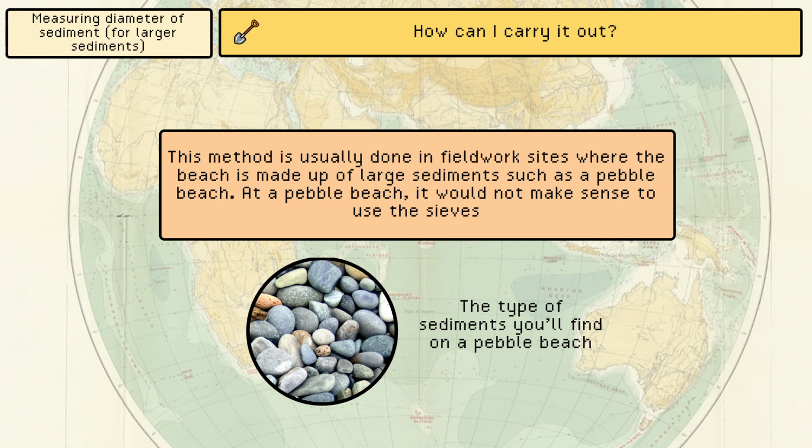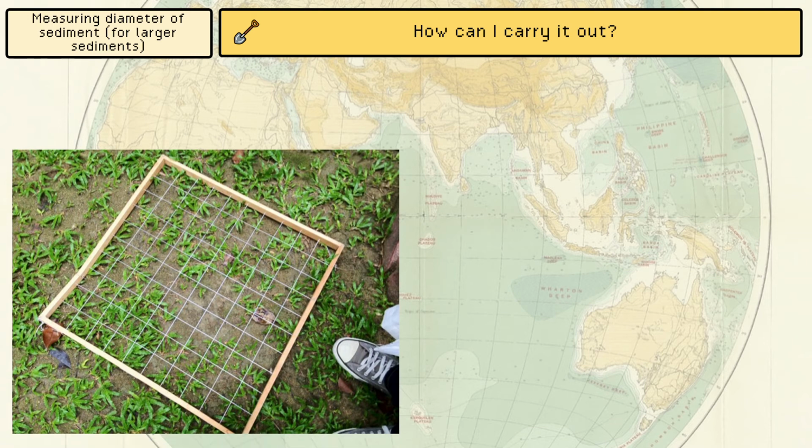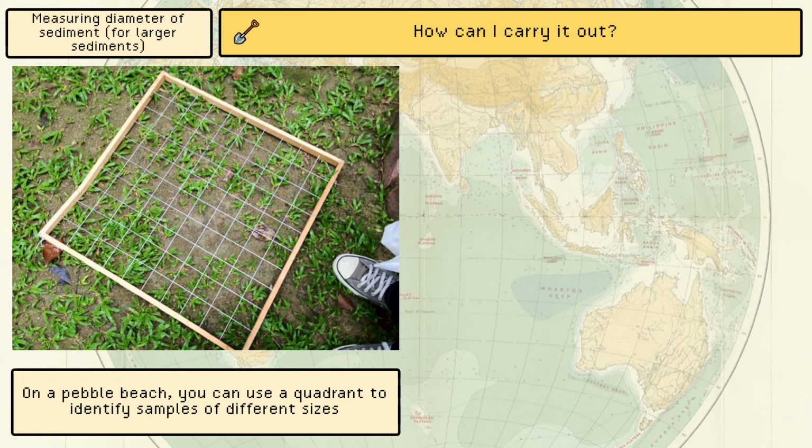So what we do when the sediments on a beach are very, very huge is that we will use this thing here. You use a quadrant to identify samples of different sizes. Usually people choose a sampling method, for example random, stratified, or systematic, on this quadrant to select a box to choose where they pick the samples.